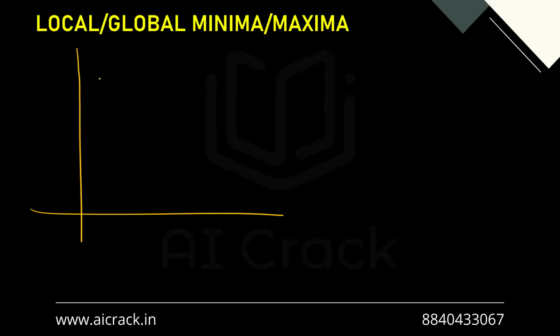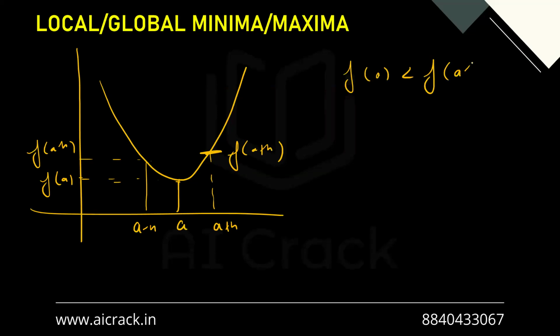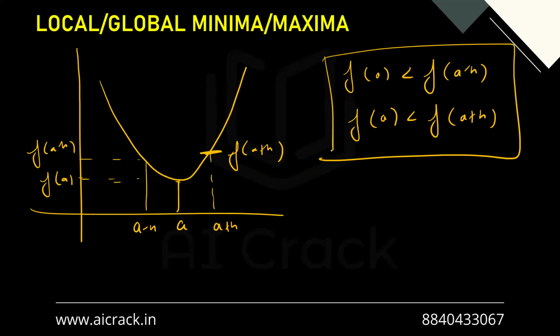in that case, we'll have a graph like this. This point is again A. The vicinity points are A minus H and A plus H, right? This value is f(A). This value is f(A minus H). And this value is f(A plus H). Now in this case, f(A) should be less than f(A minus H), and f(A) should be less than f(A plus H). Both should be satisfied simultaneously to have a local minima at this point. Okay, local minima.